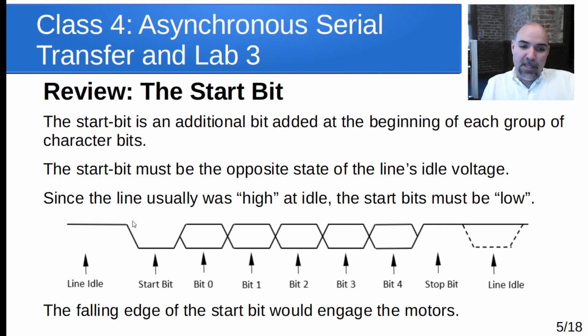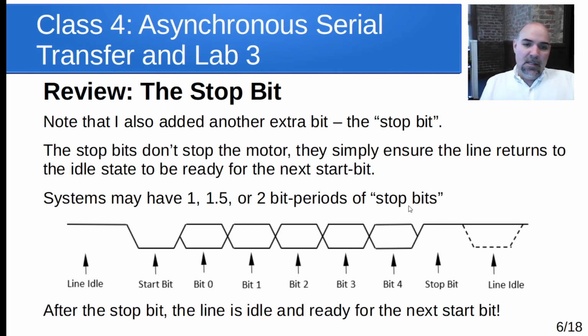But the falling edge of this would engage the motors on each end. They would then click through the start bit period, all of the other periods, the stop bit period, and then go back to being disengaged and waiting for the next start bit again. The reason for the stop bit was to force the line back to the idle state and make sure it's in that idle state long enough for the machine to be reset, ready for the next serial data unit to be sent.